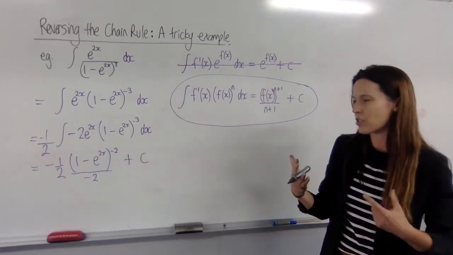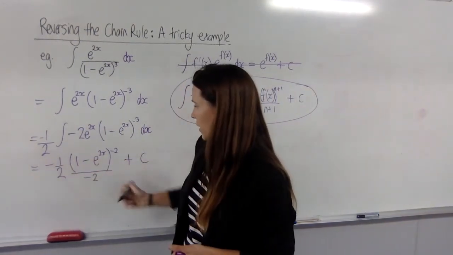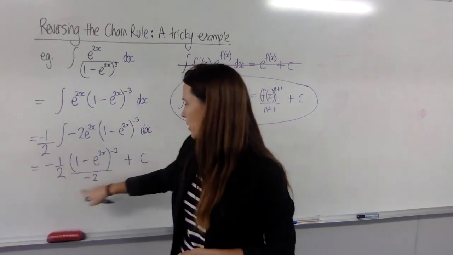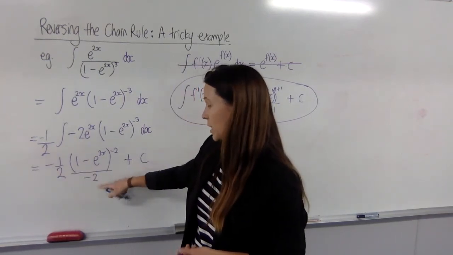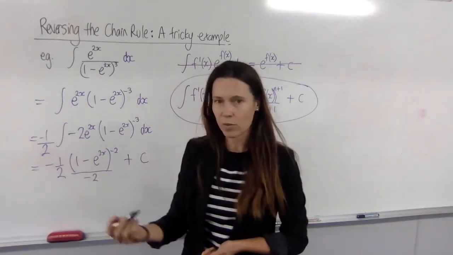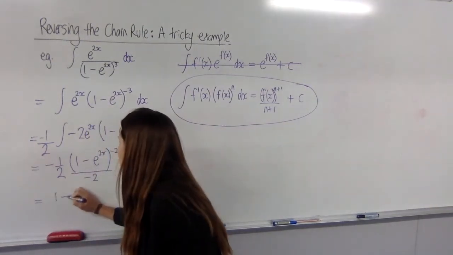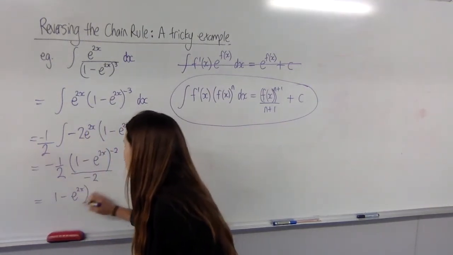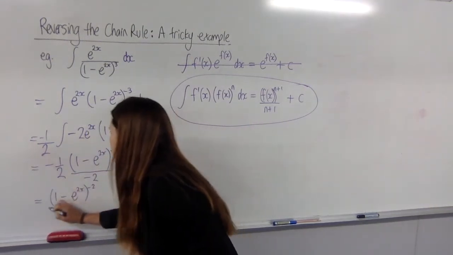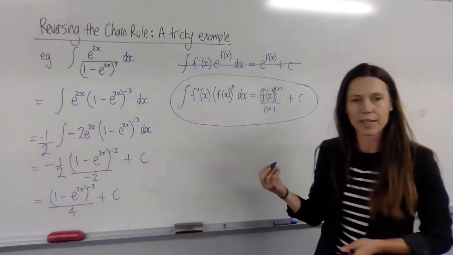Now I need to look at it and just see if I can tidy it up a little bit. I've got minus a half times by another fraction here. I can put my 2 and my minus 2 on the bottom together to make minus 4. But if I've got minus 1 over minus 4, that's just a quarter, isn't it? So to tidy it up, I'm going to do 1 minus e to the 2x, all raised to the minus 2, over 4 plus c. And that would be fine like that.